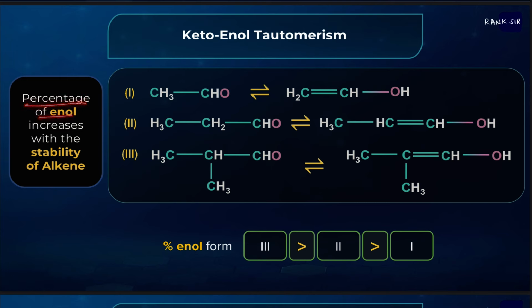Now, the percentage of enol increases with increasing stability of the alkene. That is called hyperconjugation. This is an alkene with no substituent, this is an alkene with one substituent, and this is an alkene with two substituents. Therefore the more substituted alkene is more stable because of hyperconjugation. Keep in mind here one alpha hydrogen, and here one of three are there. One hydrogen comes here, then it is the enol form. Alpha hydrogens are there, that's why this can form enol. But this is the major, and this one is the minor, because as substitution increases, stability increases.